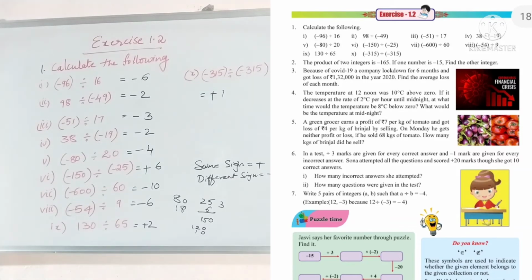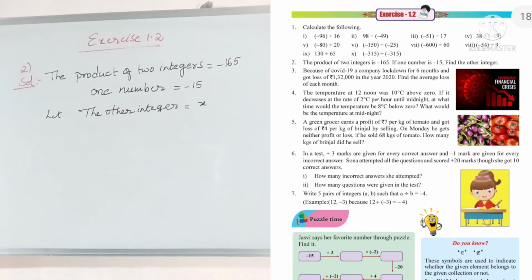Now we will see our second problem in exercise 1.2. The problem is, the product of two integers is minus 165. If one number is minus 15, find the other integer.